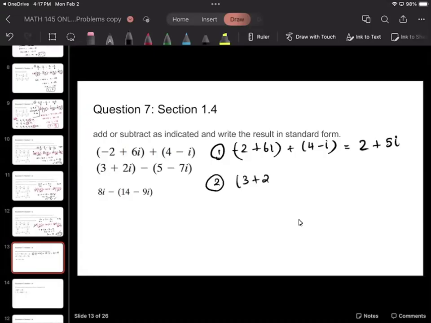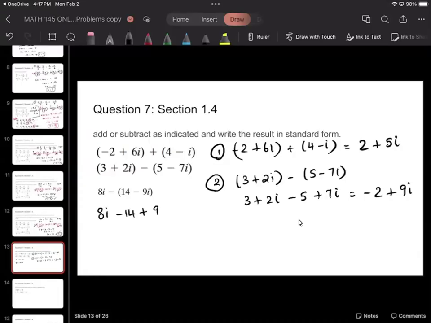So in the second one, because it is a subtraction, you have to make sure you distribute the second term first. It makes your life easier. So once you distributed, 3 minus 5 is negative 2. 2i plus 7i is 9i. In the last one, first distribute the negative sign and then combine the like terms. So 8 plus 9 is 17. So this is how we write it in the standard form. Put the real part first and then the imaginary part. Okay.